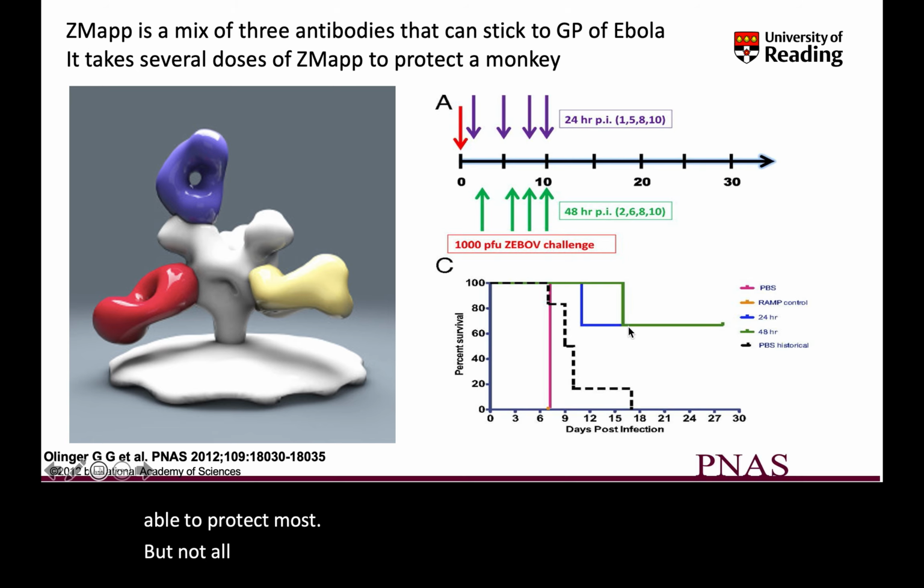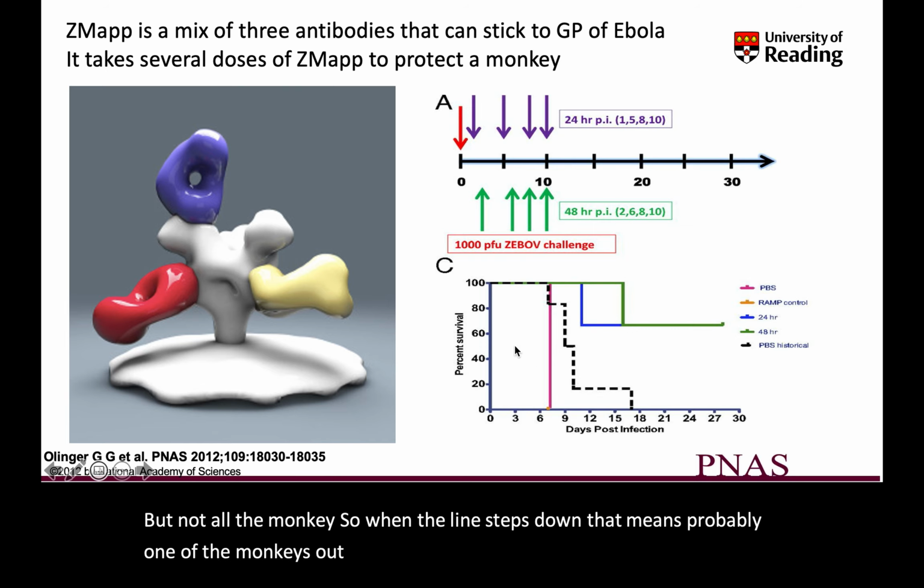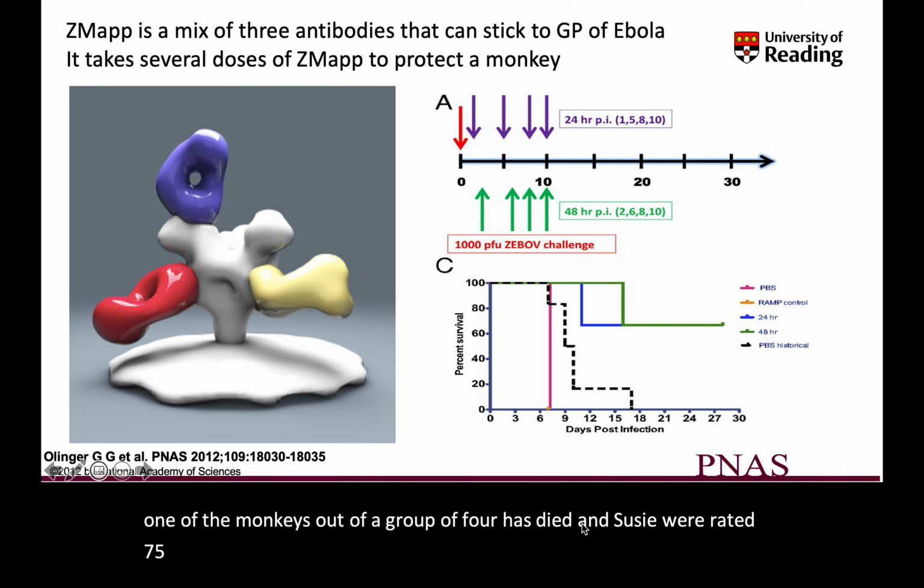So when the line steps down, that means probably one of the monkeys out of a group of 4 has died. And so you see we're right at 75%. So that's, yeah, probably what happened there.